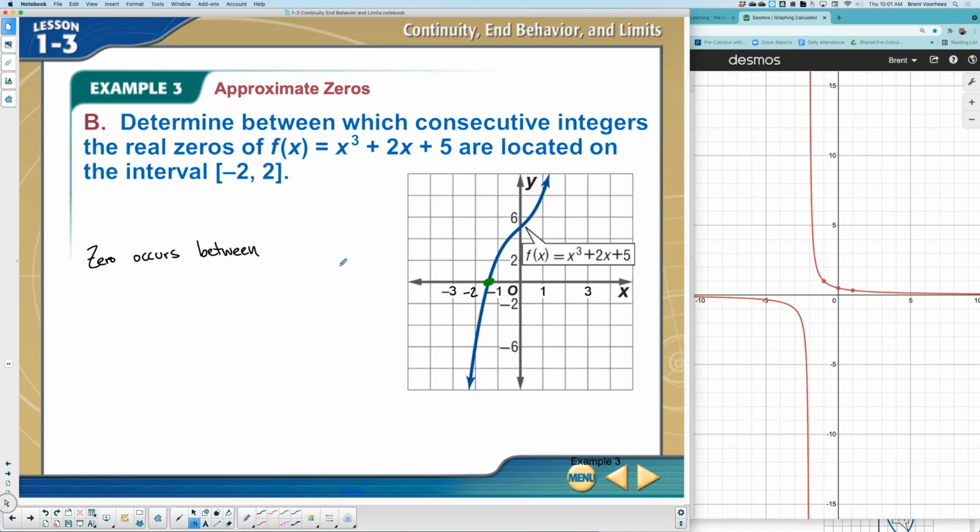between -2 and -1. Now I'm using parentheses. Why am I using parentheses? Does this 0 actually occur on -2? No. Does it actually occur on -1? No, because I know it's in between, I'm just going to use parentheses. All right.